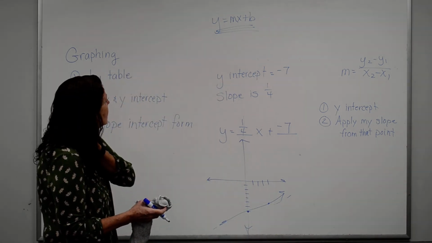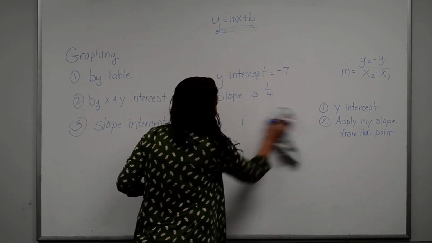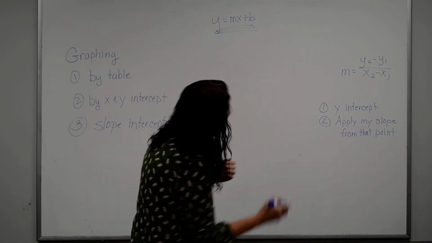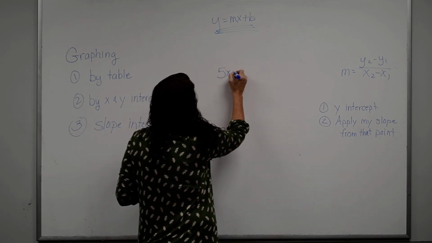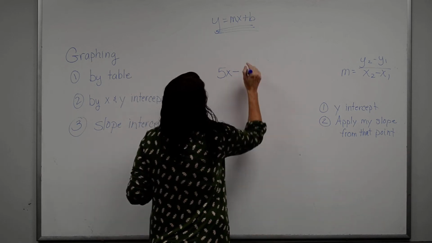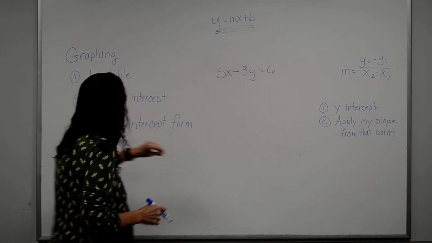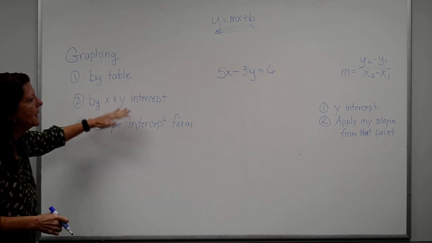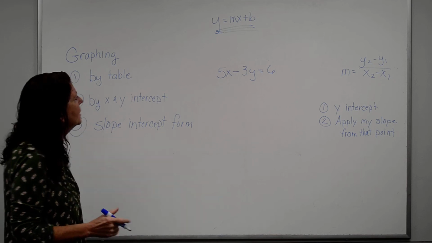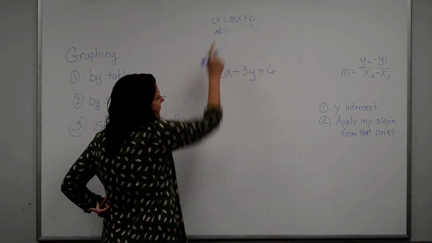Okay, so that's slope-intercept form. Unfortunately, you don't always have it in that form. Sometimes they give it to you in things like standard form, and you have to put it in that form. So let's say I have this one, 5x minus 3y equals 6, and they say graph that. Well, you could graph it by a table, you could graph it by the x, y intercepts, but we're going to try to graph everything today by slope-intercept form.